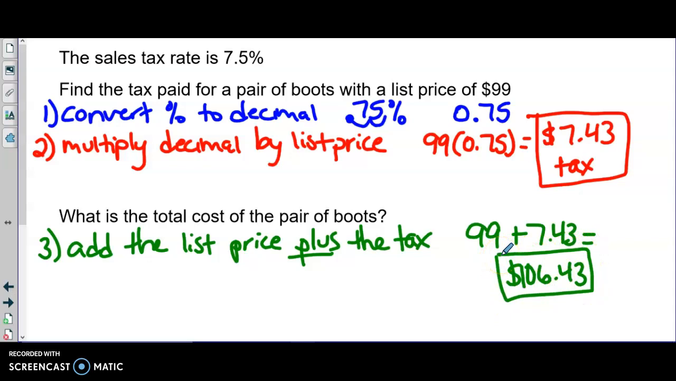So if you want to buy boots for $99, you can't walk up to the cash register with $100 because you've got to pay tax too.